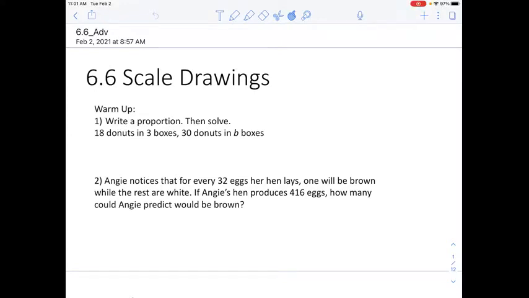Lesson 6.6 is on scale drawings. So I first want you to pause this and try these two warm-up problems on your own, and then we'll go through them together.